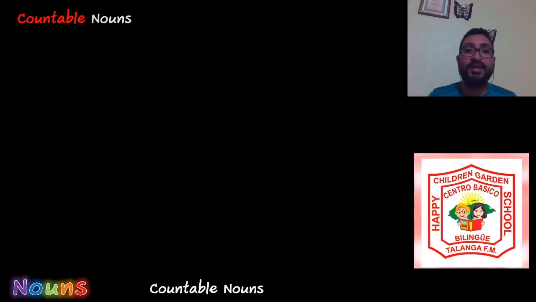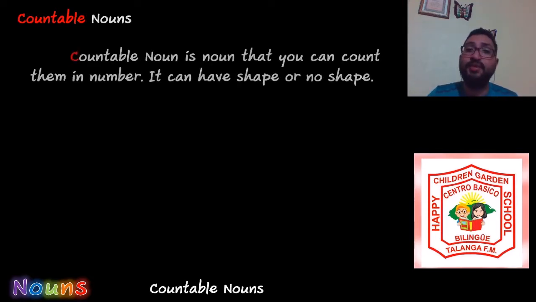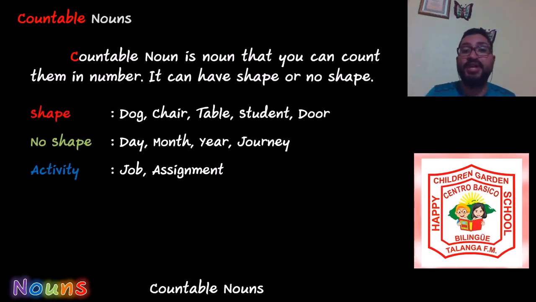Let's start with the countables, or count nouns. The count nouns are nouns that you can put a number on. Some things have shape or no shape, but you can count. You can put a number, say 1, 2, 3, 4, how many of them you're going to have. It can be with a shape, for example, a dog, a chair, a table, a student, or a door. With no shape, a date, a month, a year, a journey, how many years you have, an activity, a job, an assignment.